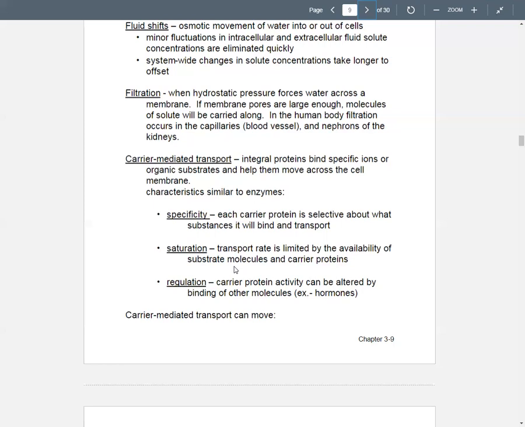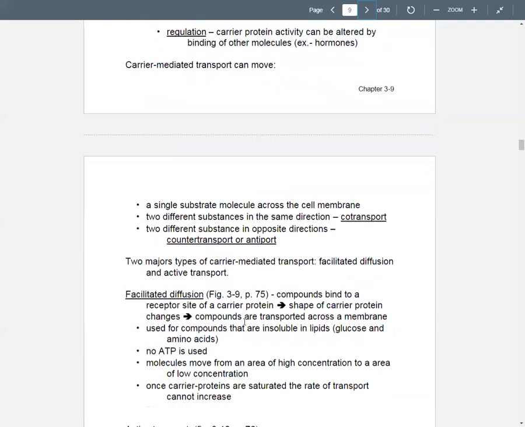So regulation is another characteristic of carrier-mediated transport. Carrier protein activity can be altered by binding of other molecules. So hormones can regulate transport across the membrane. So what does carrier-mediated transport move? Well, it's going to move things like single substrate molecules, okay, get them across the membrane.